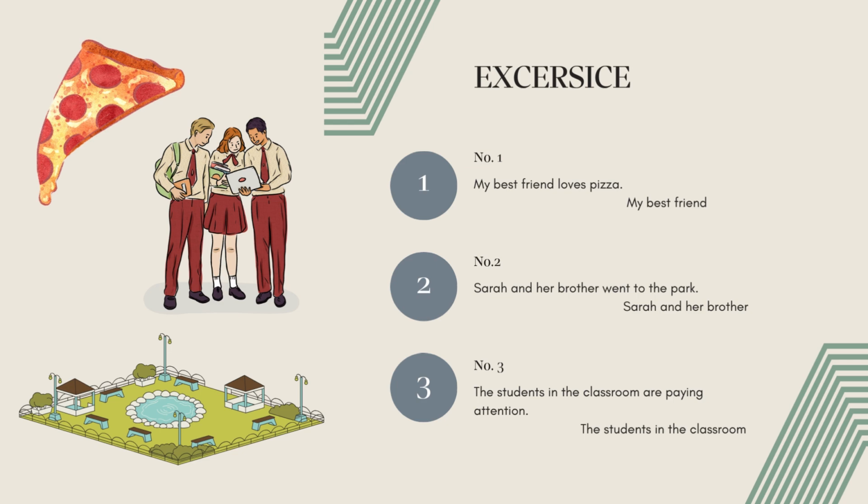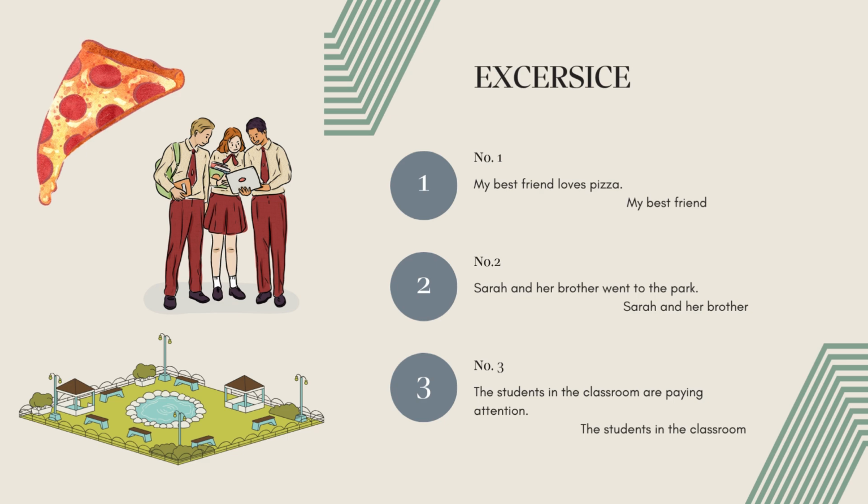Now the first one is my best friend loves pizza. Okay, so here the subject is my best friend. This is who is performing the action. Now the verb is loves. This is the action being performed. And the complement is pizza. This is what is being loved, completing the meaning of the action.